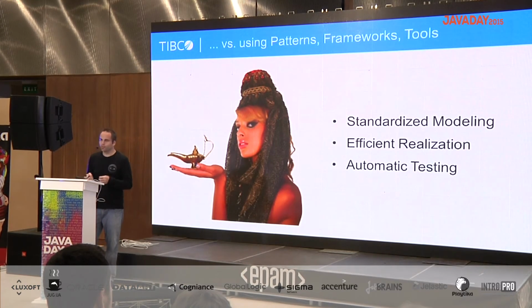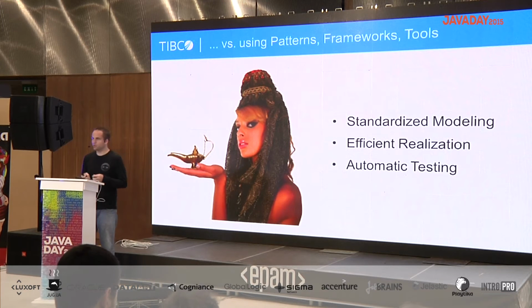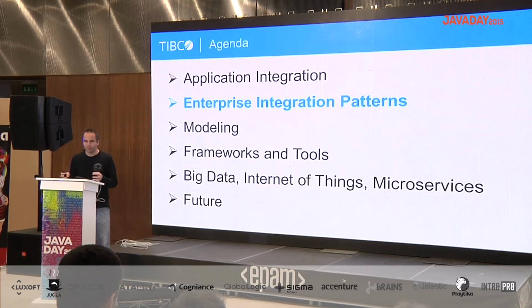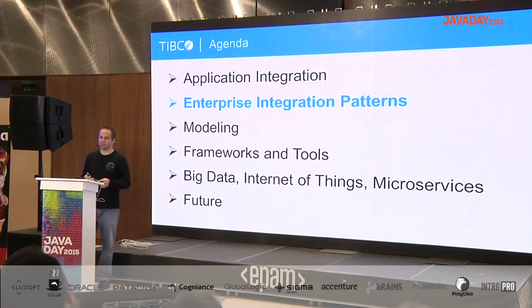And therefore, we want to use standardized modeling. We want to realize it efficiently. And of course, we also want to test it automatically. We cannot implement all of that on our own by writing the code. And therefore, now we come to the enterprise integration patterns. So this was a little bit the motivation. As you see, we see a lot of integration everywhere, not just in specific integration projects.